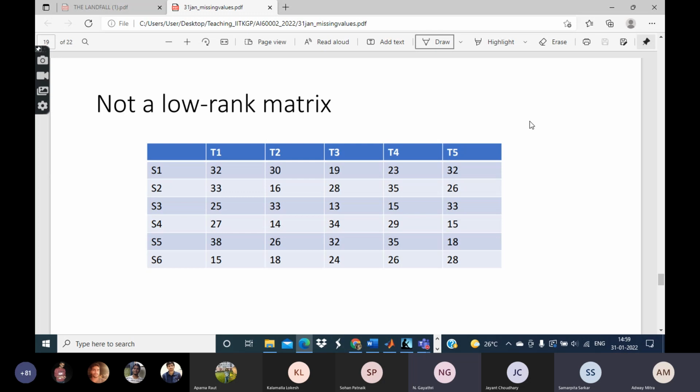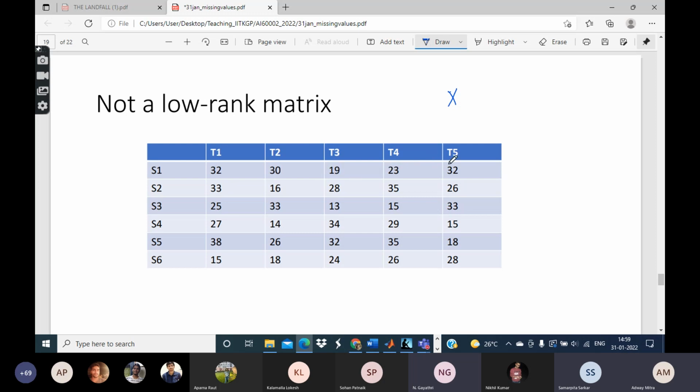What do I mean by approximately low rank? It means that the given matrix, its rank is not low. It may be a full rank matrix, but there does exist a low rank matrix such that the difference between this matrix and that matrix is not much. Let us say this matrix is X.